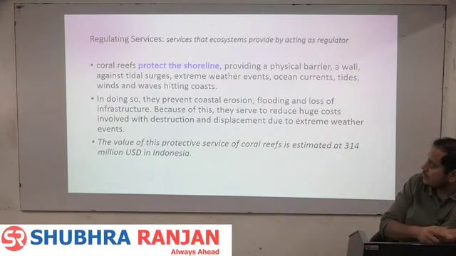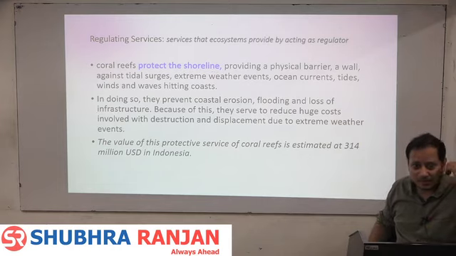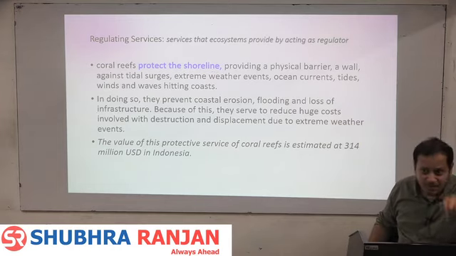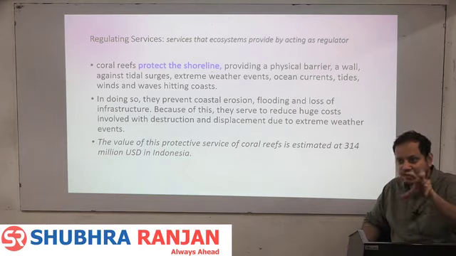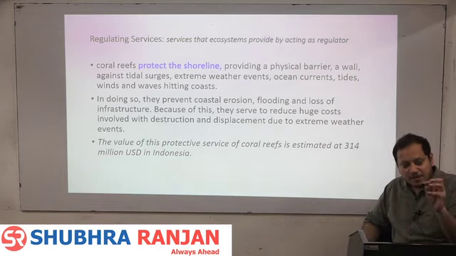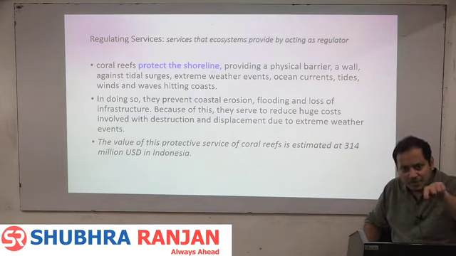Regulating services, services that ecosystem provides as a regulator. For example, what is a regulating service in current ecosystem? The role of a tree. Tree will purify the air around it. It acts as a regulator. Tree will give out evapotranspiration and gives out the moisture, thus helps in the formation of the clouds. It is a regulator. Tree gives you shade.